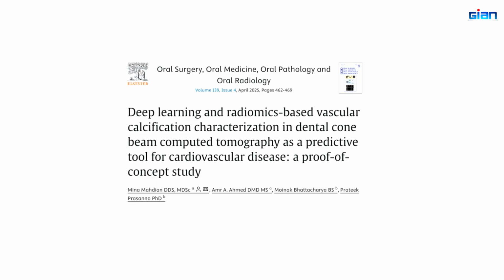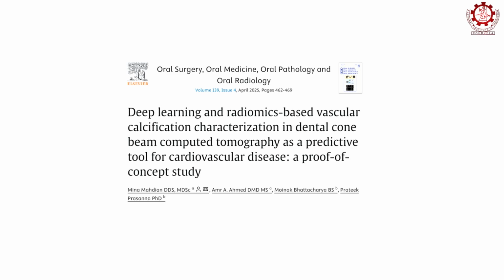ophthalmic imaging. We also have recently started work on dental imaging. This is a recently funded grant where we are looking at cone beam CT scans, and using these CT scans, we are identifying where you have different calcifications, and we have shown that the morphology and the texture of the calcifications are actually related to cardiovascular risk.